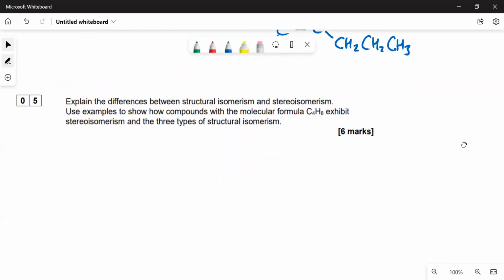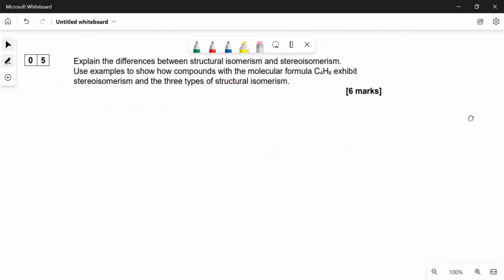Right. Now, big, long, descriptive question. Question 6. This is the introduction to organic chemistry bit of the spec, section 3.1. Explain the differences between structural isomerism and stereoisomerism. Okay, right. I think we need to give a definition of structural and stereoisomerism.